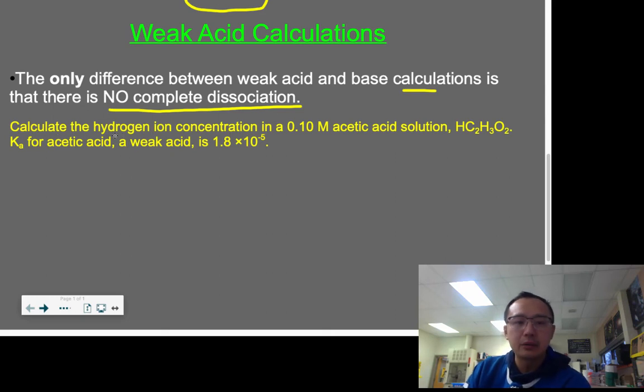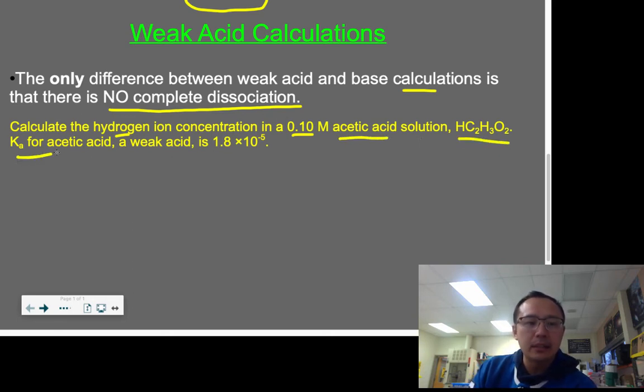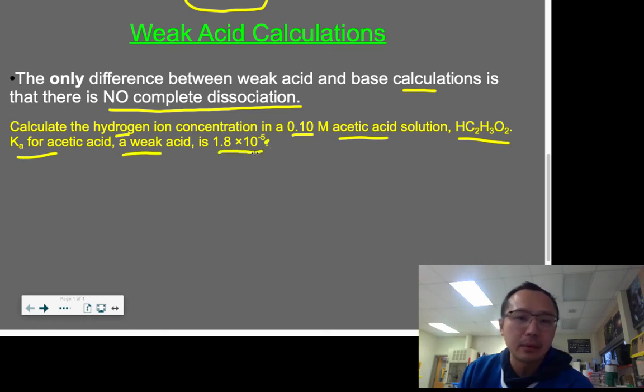Calculate the hydrogen ion concentration in a 0.1 molar acetic acid solution. This is your formula. And then the Ka for acetic acid, which is a weak acid, is this. You notice that this is a really small number. So the first thing you want to do is write the dissociation equation.